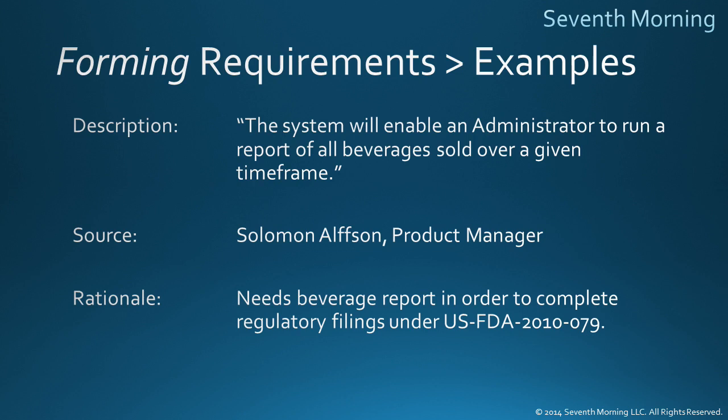Okay, so this is interesting. We have actually the same requirement here. Solomon's admin user is still able to run the report, but the rationale is different. He needs the report to be able to complete some filing that I made up, actually, with a national regulator. Similarly, we can see that this requirement matches the second definition of requirement. It's a capability of the system to satisfy a regulation, which we can consider a type of standard.